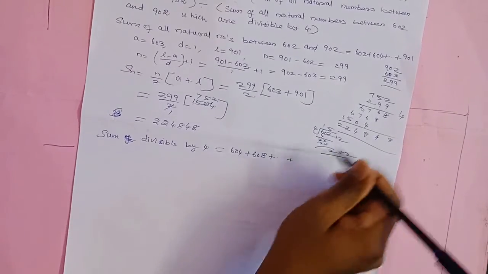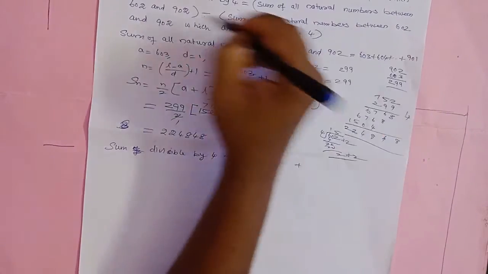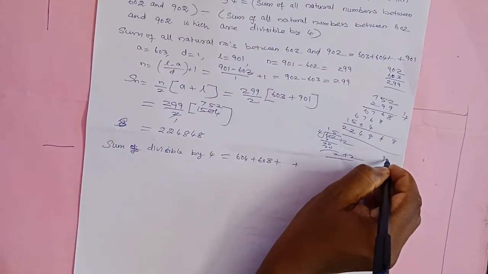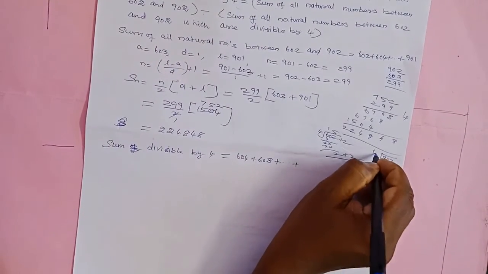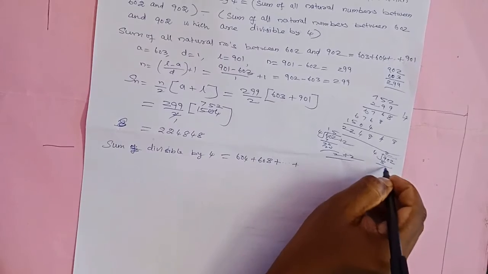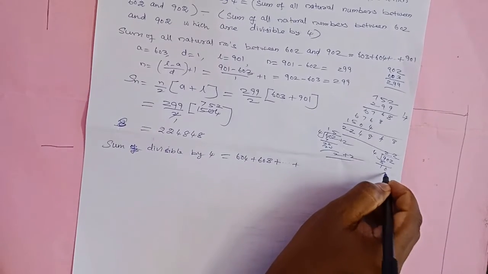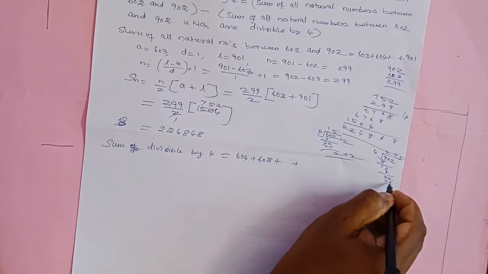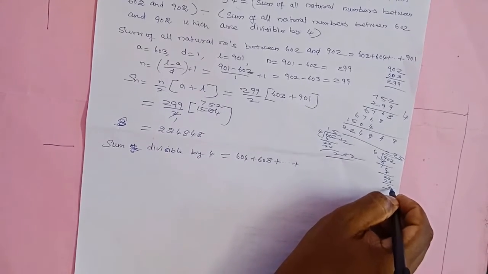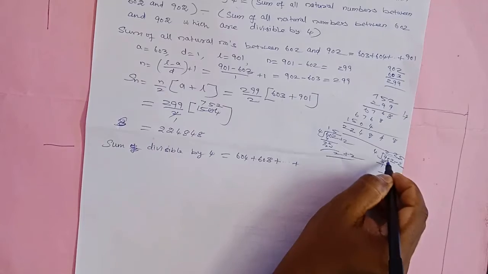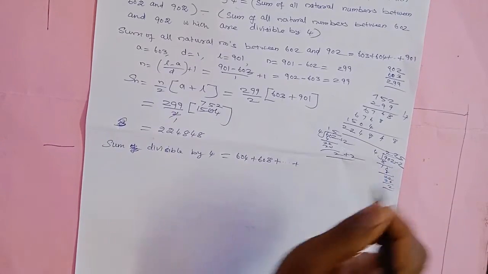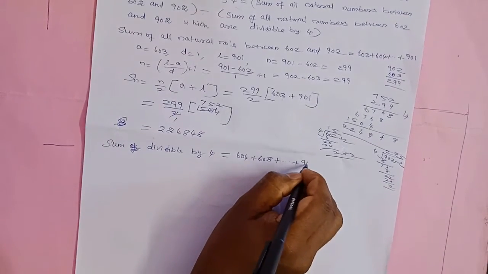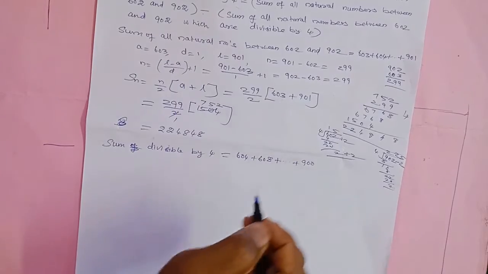To find the last term before 902, just divide 902 by 4. 2 4s are 8 remaining 1, 10. 2 4s are 8 remaining 2, 22. 5 4s are 20, so remaining 2. Since it has remaining 2, just subtract the 2 from the number. 902 minus 2 is equal to 900. So the last number divisible by 4 is 900.